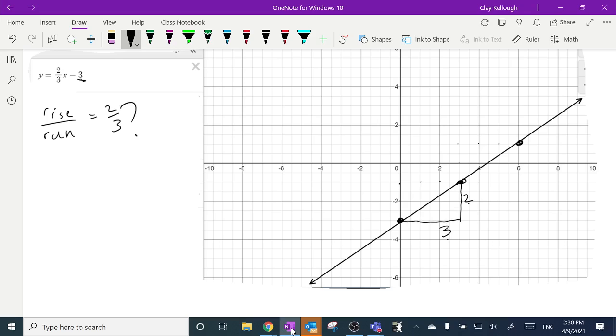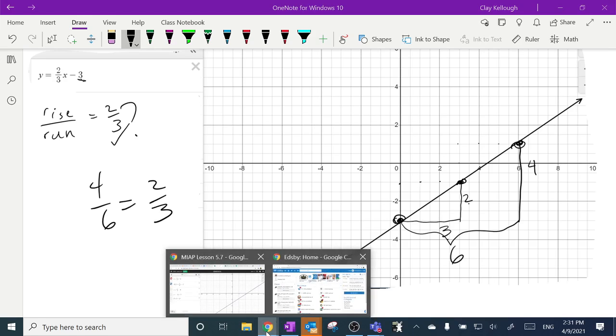2 divided by 3, right there. What if I didn't know this point and I just knew this one and this one? Then I'm rising 4 and I'm running 6. What's 4 over 6 simplify to? 2 over 3. That's what makes it linear: slope will always be the same number, no matter how far apart the points are along the line, right? So that's the same thing.